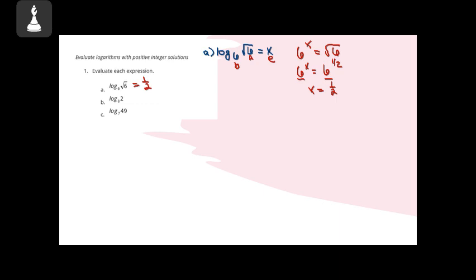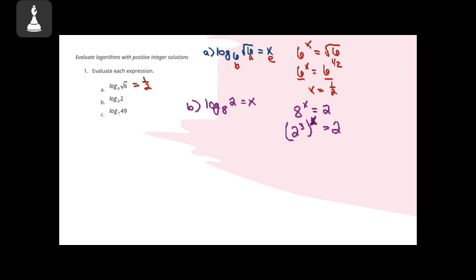Okay, looking at B, log base 8 of 2 is going to give me what? So this one is saying 8 to what power gives me 2? Well, right now these bases are not the same, but I know that 8 is 2 to the 3rd power. So I'm going to make that 2 to the 3rd power to the x equals 2, which means that's 2 to the 3x equals 2.